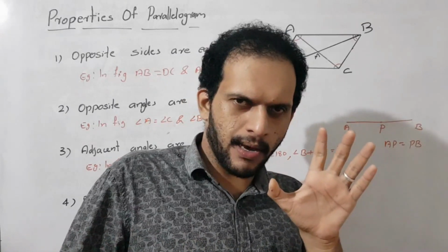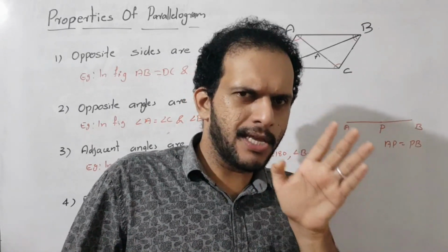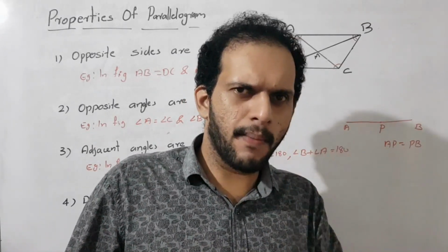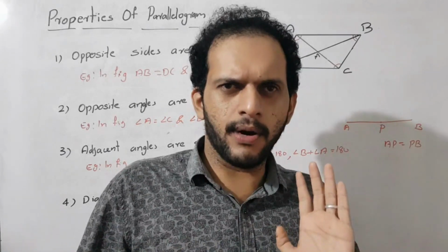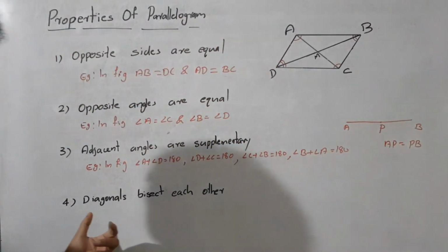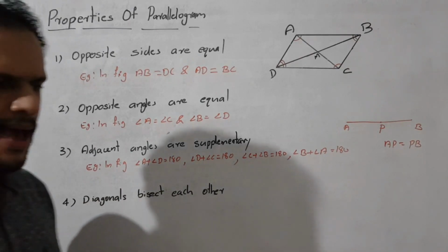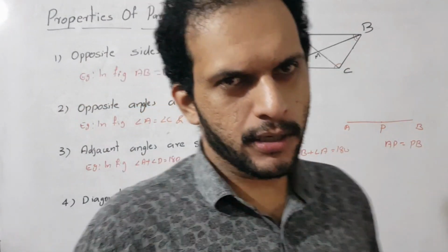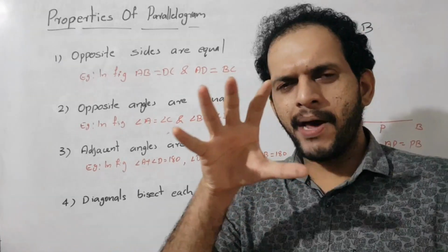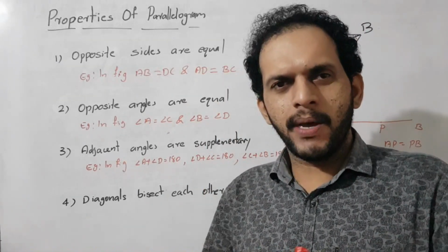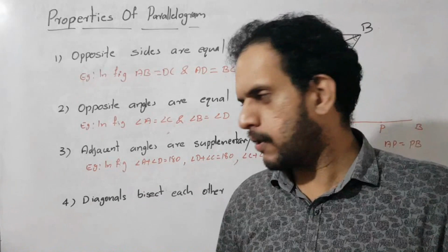Is it clear? P bisects AB means P is the midpoint of AB. I think you got it. So what is this property? Diagonals bisect each other. That means the two diagonals bisect each other, divide each other equally.